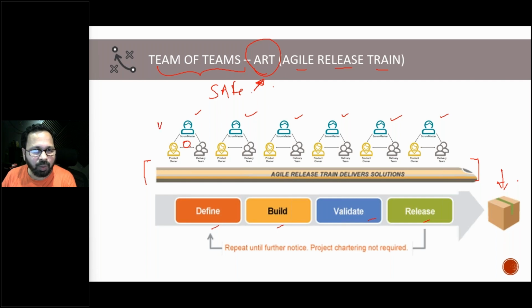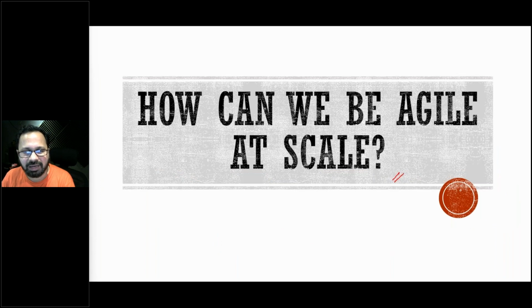But when the team of teams come together, can we deliver the right value at the right time? That's the question which I'm putting in front of you. And how can we be agile at scale, right? When we have such large teams where there are 100 plus people coming together, how can we be agile? What could be the challenges which we can have to be agile, right?